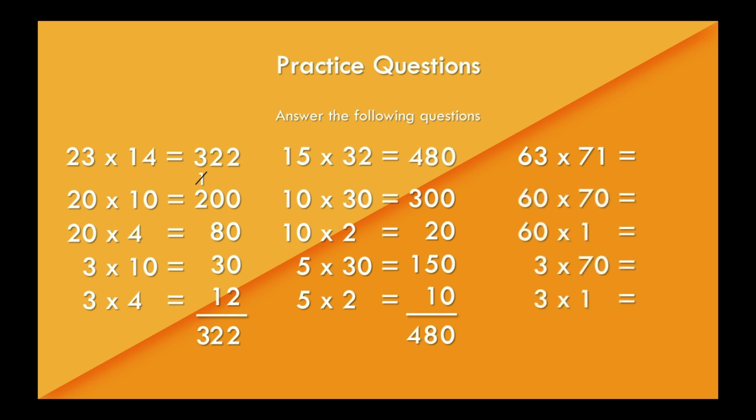Next up, 63 and 71. They split into 60 and 3 and 70 and 1. 6 times 7 is 42. Carrying the zeros gives us 4,200. 60 times 1 is 60. 3 times 7 is 21. Carrying the 0 gives us 210. 3 times 1 is 3. Lining them up and adding them together gives us 4,473, as expected. Now that we've covered the basics, we can finish off by looking at multiplication with decimals.